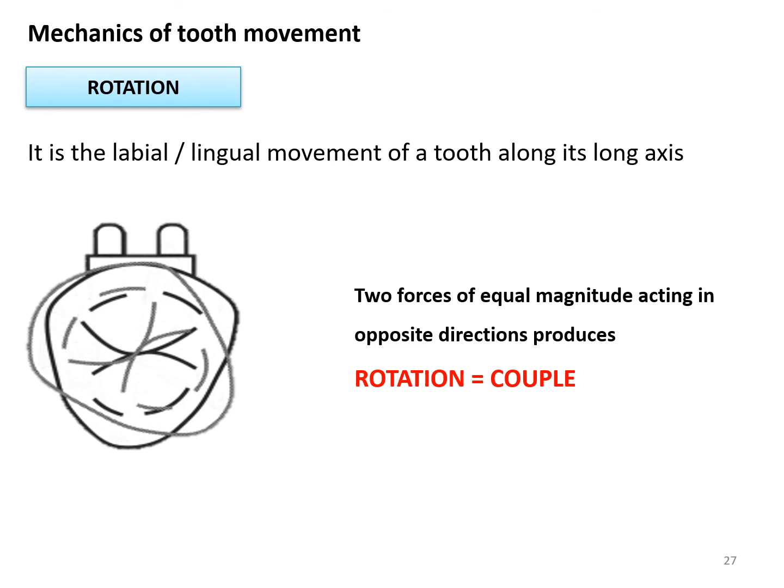So the next kind of movement is rotation. Rotation is nothing but a labial or lingual movement of a tooth along its long axis. So when two forces of equal magnitude are acting in opposite directions, it produces a couple and it creates a movement which causes the tooth to rotate.